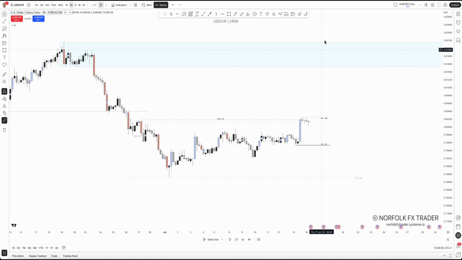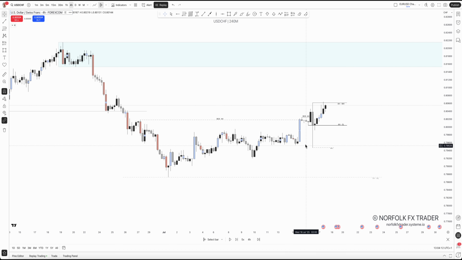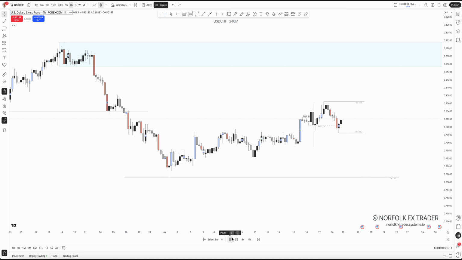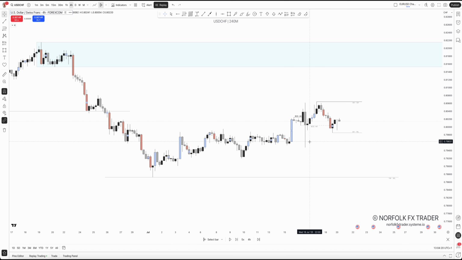Now we're looking for a pullback continuation towards this area of supply on a daily. So here we see a sweep to downside, filling this imbalance, holding at this strong low. Now we expect to see a break to the upside again. You see we get that pullback. We actually shifted structure. We didn't break out.